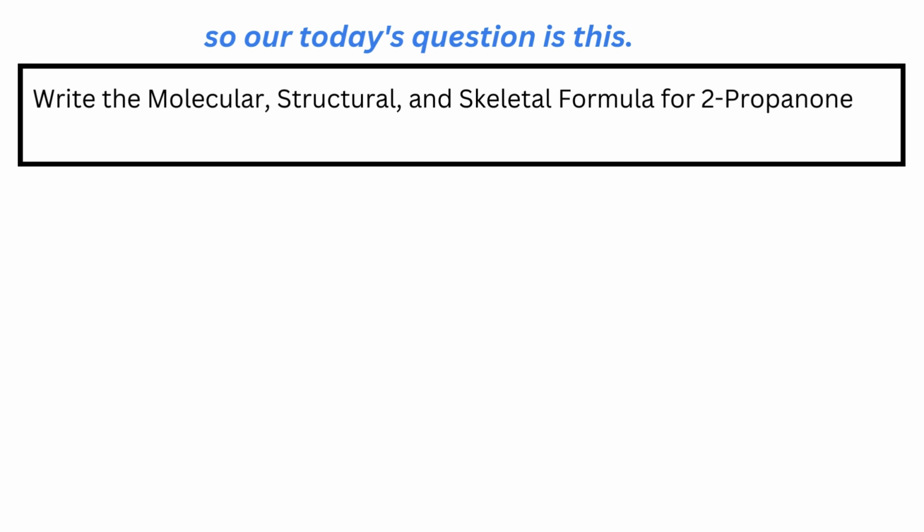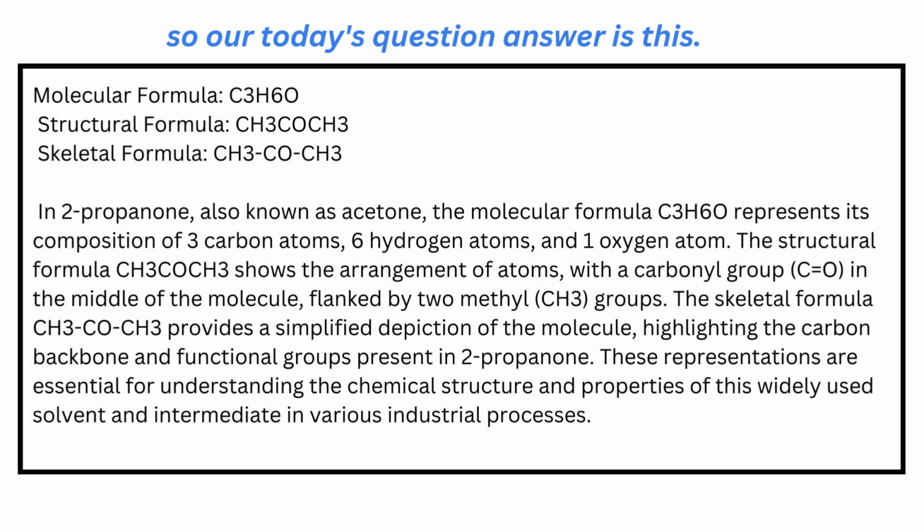Write the molecular, structural and skeletal formula for 2-propanone. Correct answer is molecular formula C3H6O, structural formula CH3COCH3, skeletal formula CH3COCH3.